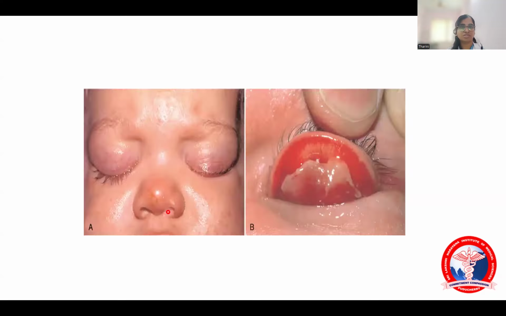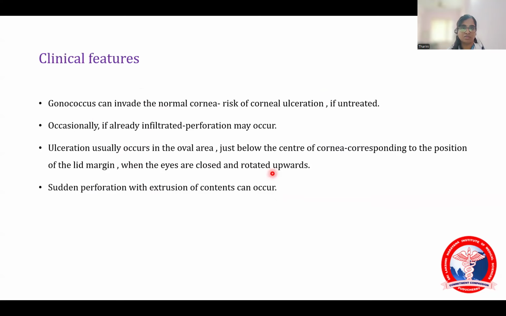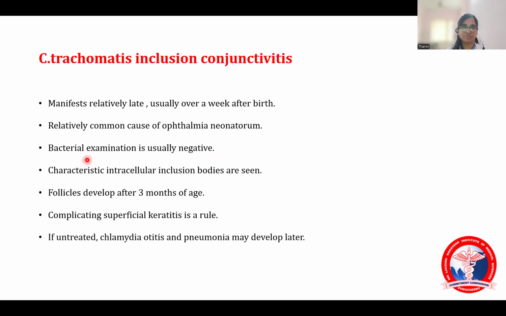Pseudomembranes can be seen in the fornices. So this is again the same picture. Here can you see the pseudomembranes? Gonococcus can also invade the normal cornea, and there is a risk of corneal ulceration if left untreated. Occasionally, it can also lead to perforation. Ulceration usually occurs in the oval area just below the center of the cornea, corresponding to the position of the lid margin when the eyes are closed and rotated upwards. Sudden perforation with extrusion of contents can also occur.